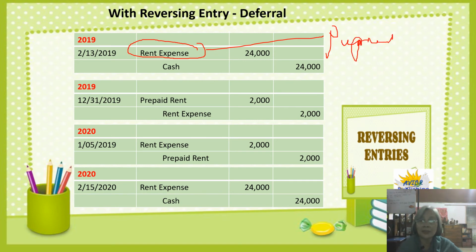So, kapag expense method lang ang ginamit, tsaka natin i-reverse. Kapag asset method or prepaid yung account na ginamit, hindi na natin yan kailangang i-reverse. So, pag expense method, dinebit mo yung expense, kinredit mo yung cash. February, kunyari, ito ay example ng rental for the whole year na binayaran noong February 13. So, at the end of the year, may sobra kang 2,000.